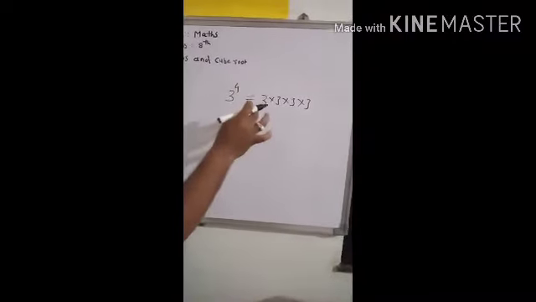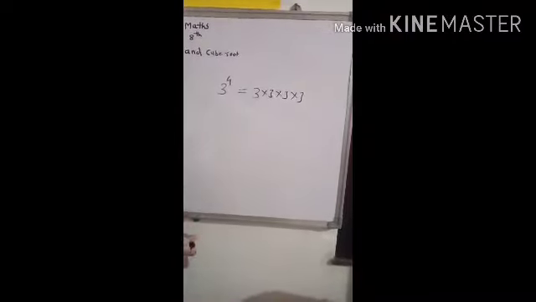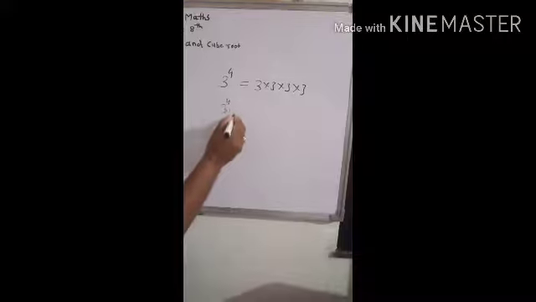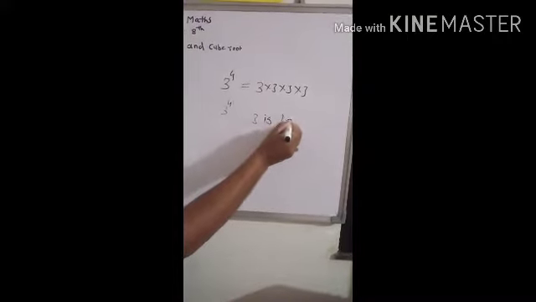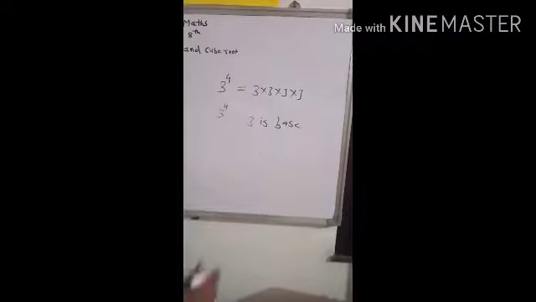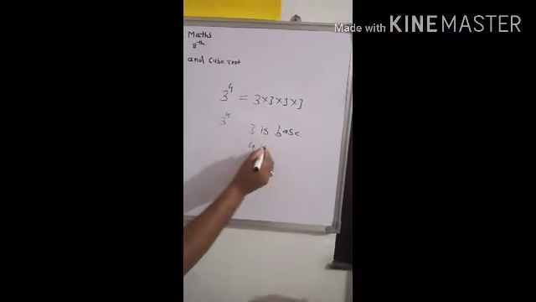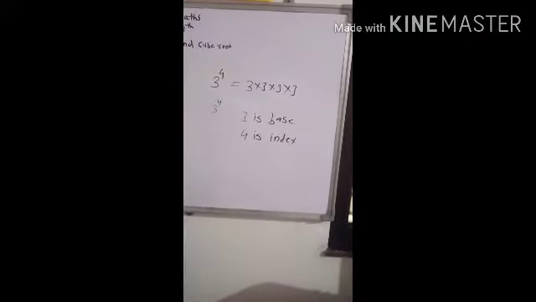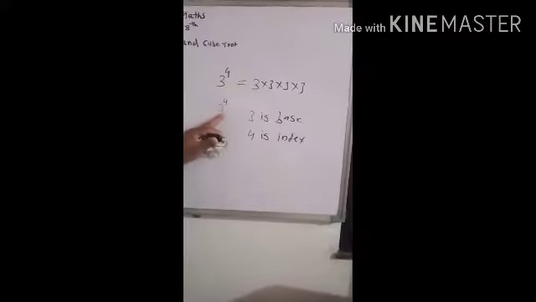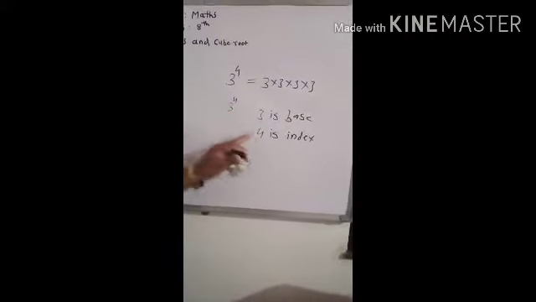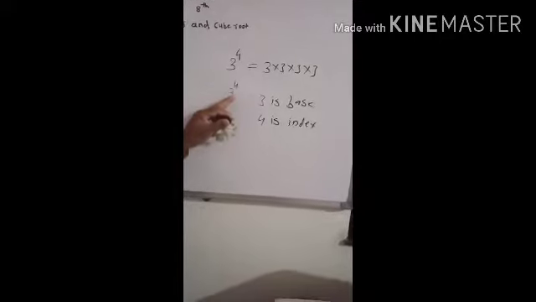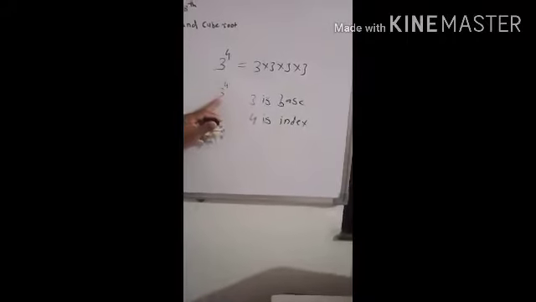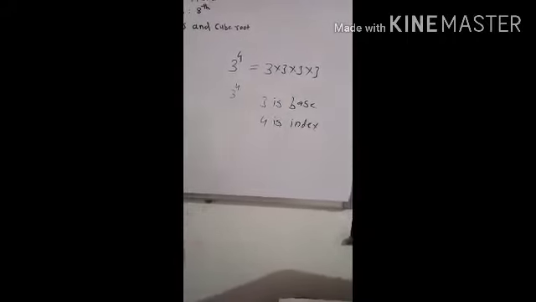So we get the general idea of indices, and how we get the index and base. In this example, 3 to the power 4, 3 is called the base and 4 is the index. So we know what is the base and what is the index. When any number has a power, this is the index and this number is called the base.